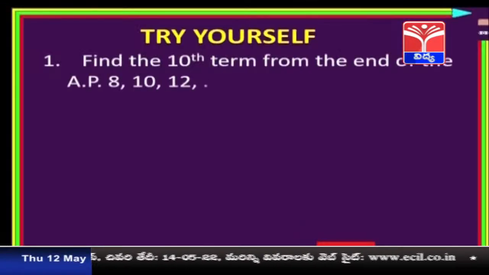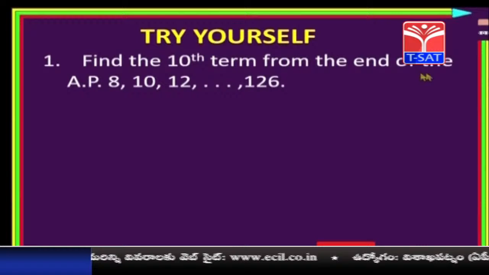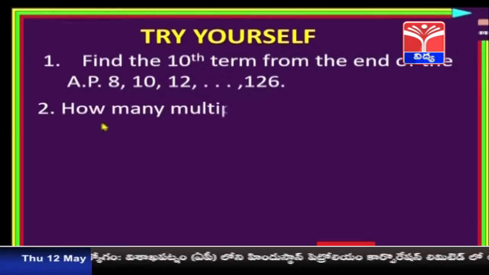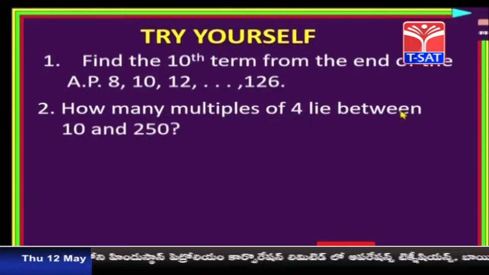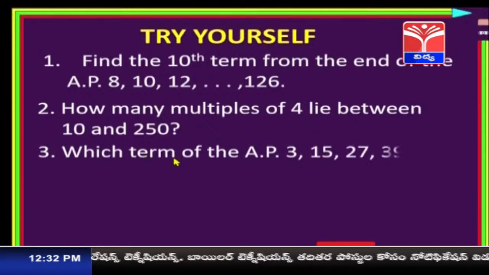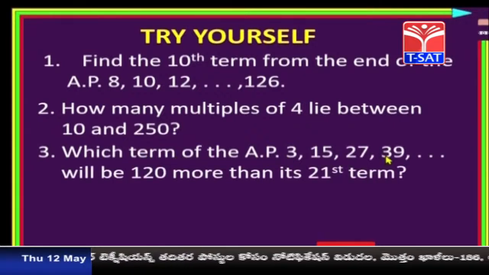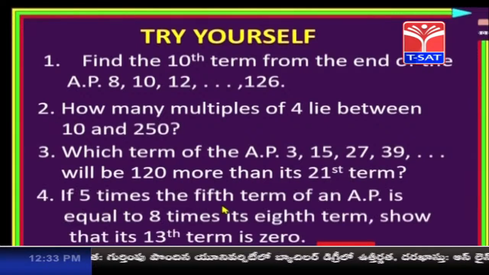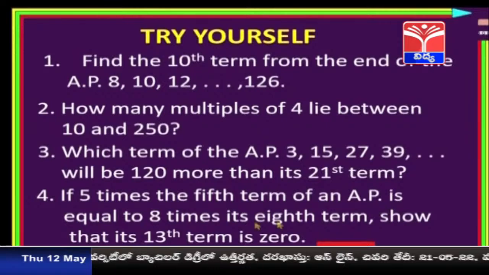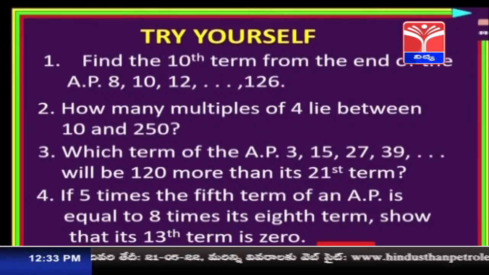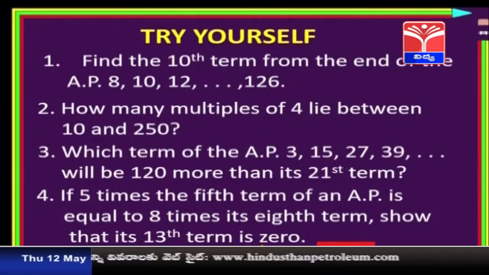First one, find the 10th term from the end of the AP 8, 10, 12, and so on up to 126. How many multiples of 4 lie between 10 and 250? Next, the third question is, which term of the AP will be 120 more than its 21st term? An interesting problem: if 5 times the 5th term of an AP is equal to 8 times its 8th term, show that its 13th term is 0.